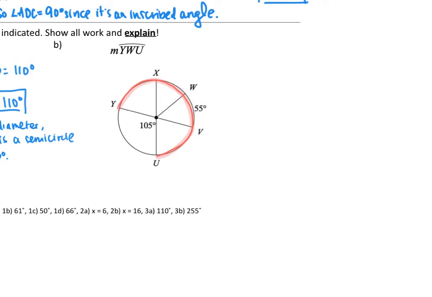So again, there are multiple ways to do this, but the way that I see it is that there are 360 degrees in a circle. If I know that this angle is 105, I know that Y is also 105 since they're central angles. So then I could just do 360 minus 105, which is 255 degrees, and that's going to be our answer.